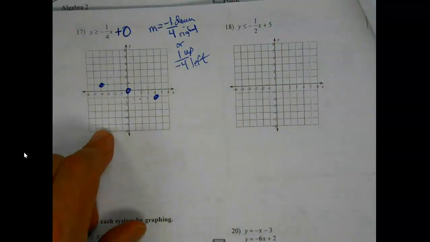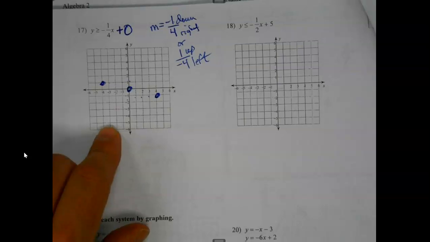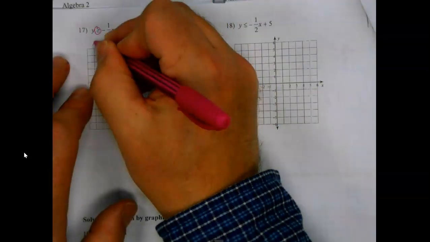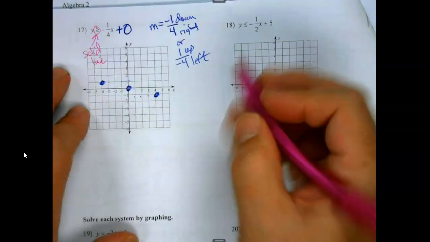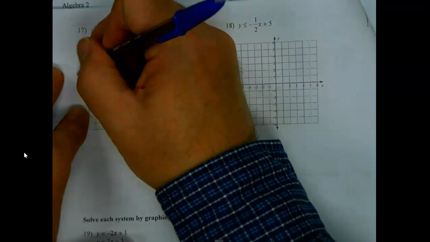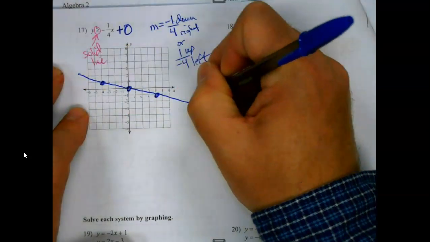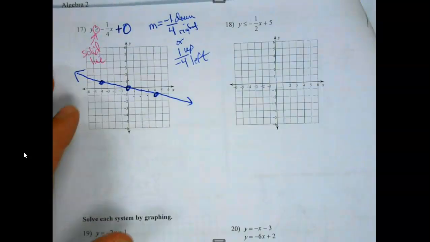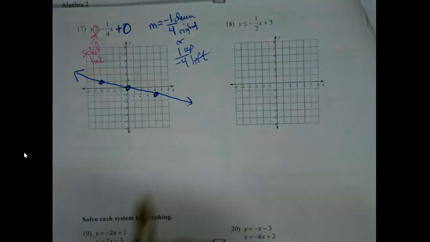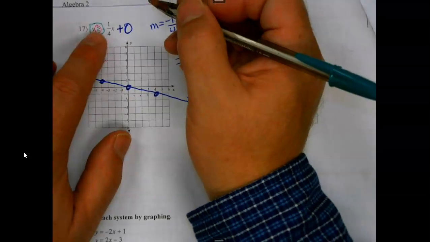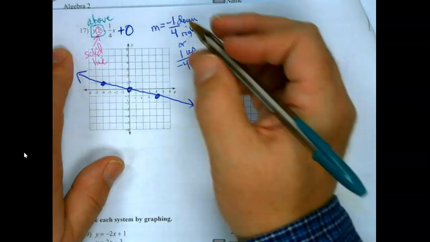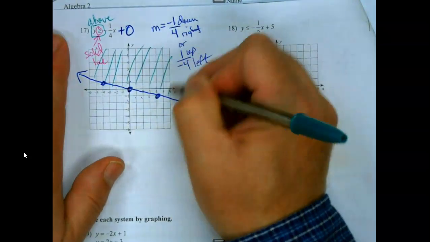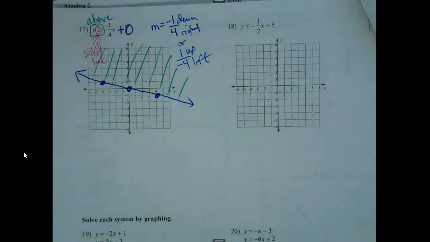And then here we go with all the line shenanigans and the shading again. Greater than or equal to, solid line. Y is greater than or equal to, the arrow is eating y, so we're going to shade above it. Only got to do the shading when there's arrows, though, not equal signs.